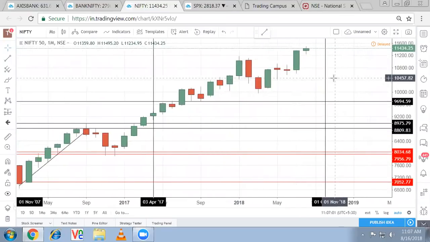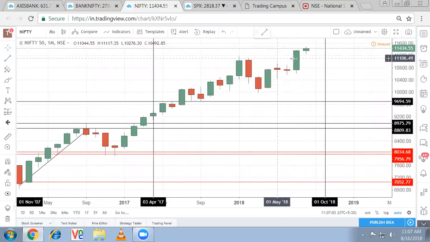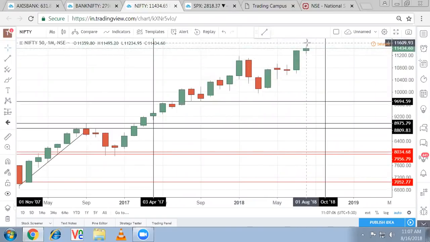So this is not similar to the S&P 500, where the S&P 500 had the same top, but here it's trying to make a higher top, right? So that is some kind of bullishness in Nifty, which we can see over the S&P 500.